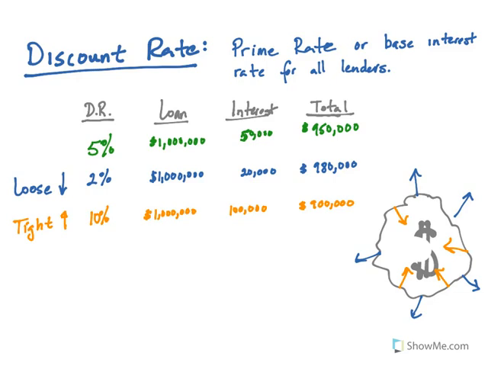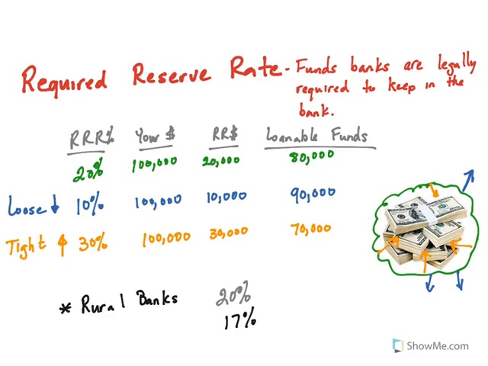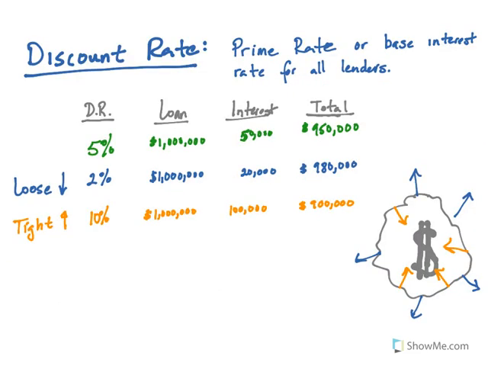So if the Fed wants to make a quick change to the economy and either strengthen it, make it stronger, or provide a tight monetary policy, one of the best ways to do that is by utilizing the discount rate. So the Fed can monitor the monetary supply using monetary policy of the required reserve rate or of the discount rate, or maybe both.